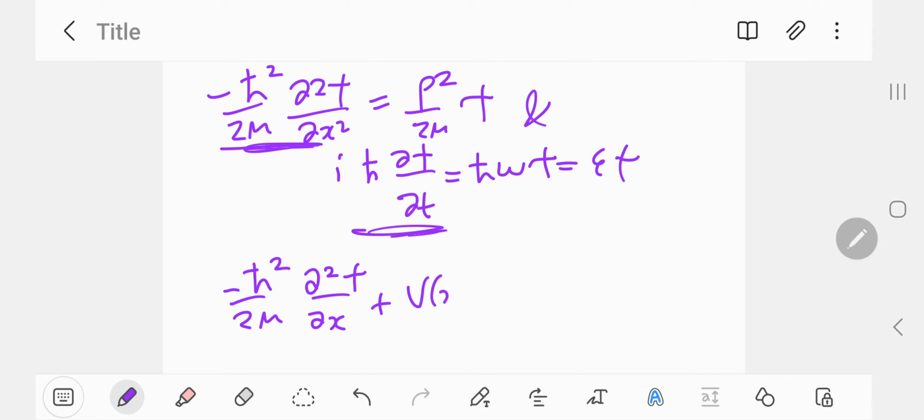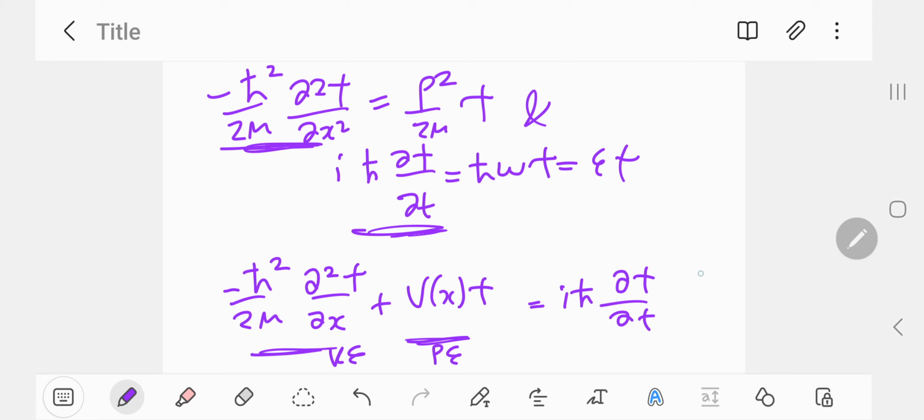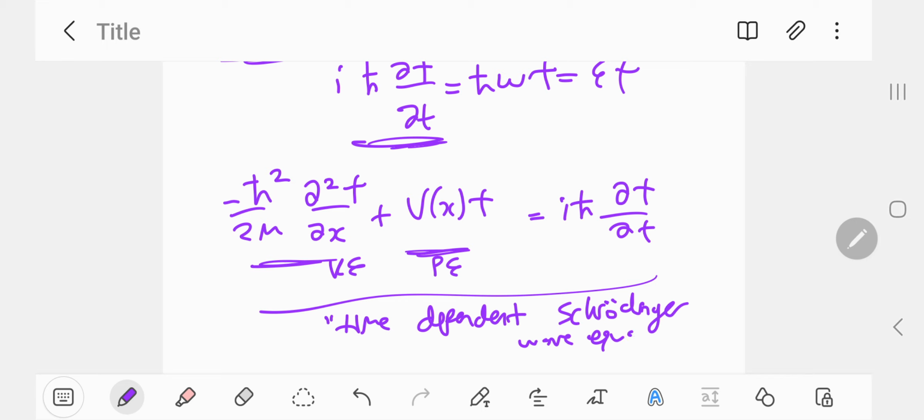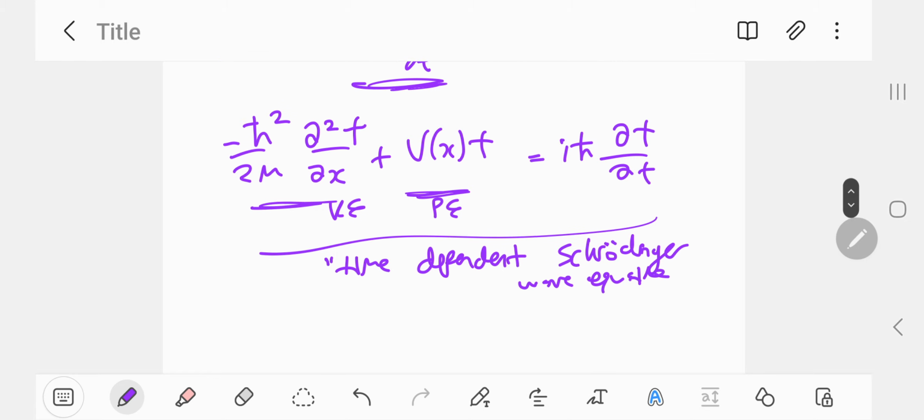d x plus V of x. So this is the potential energy term. That's the kinetic energy term. So KE, kinetic energy, PE, potential energy, is equal to this. This is the famous time-dependent Schrodinger wave equation. Time-dependent because it depends on time. The wave function depends on time t. Wave equation.